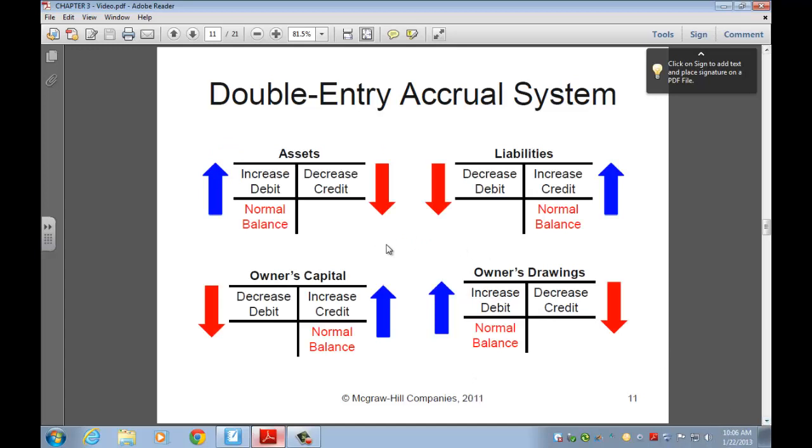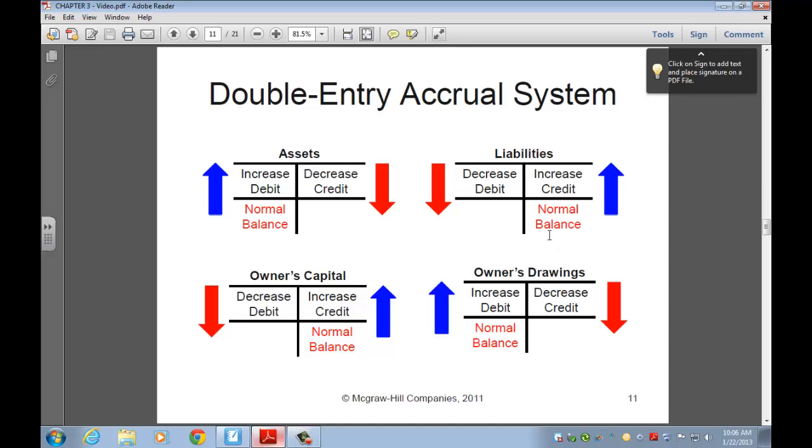For example, assets are usually a debit account, so increases in assets are represented by a debit to the asset account. A decrease in assets would be a credit. So the normal balance of an asset would definitely be a debit.